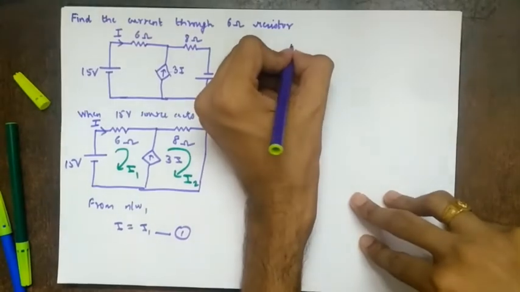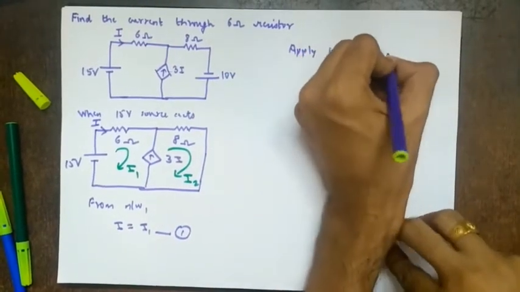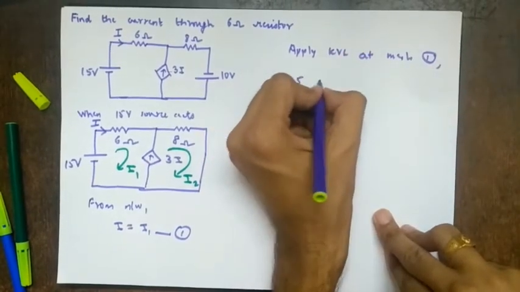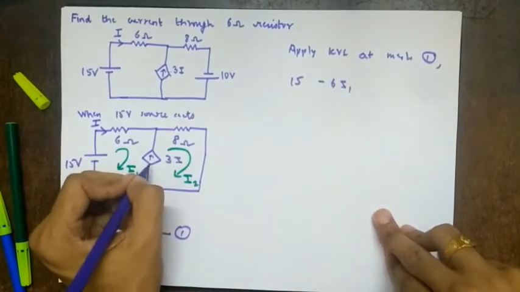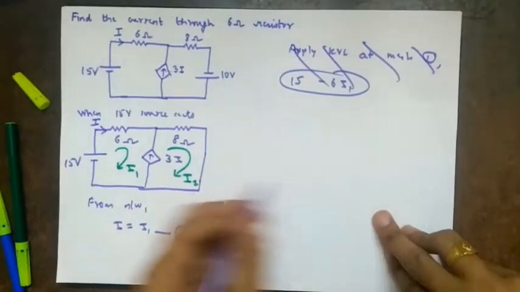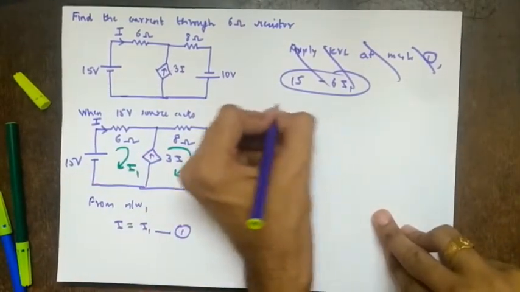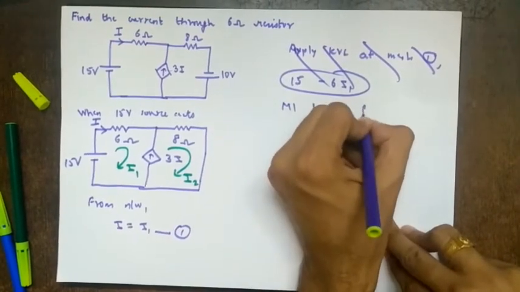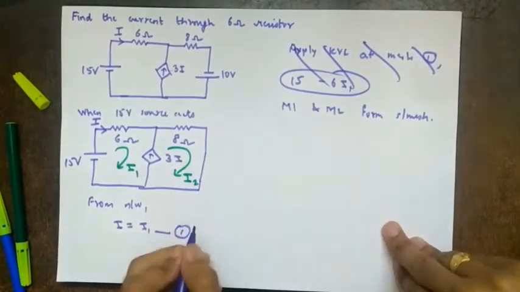Then apply KVL at mesh 1. So what we will get? 15 minus 6 I1. But this is a current source, you don't know the value, so you cannot apply KVL at mesh 1, right? So this is not possible. You observe there is a current source in between mesh 1 and mesh 2. So what does it form? A super mesh. So again you will write mesh 1 and mesh 2 form a super mesh. I am using shortcuts, you have to write it completely.